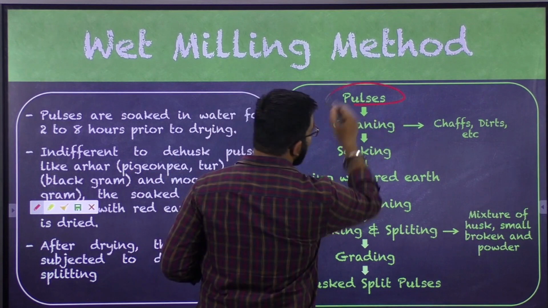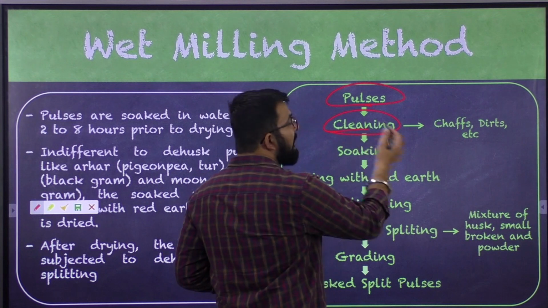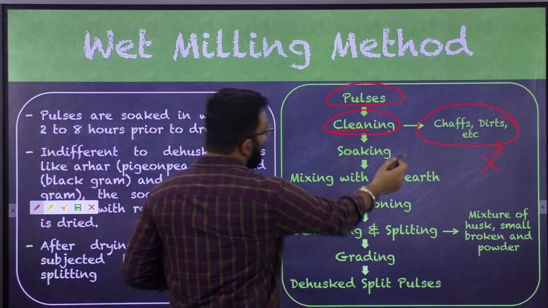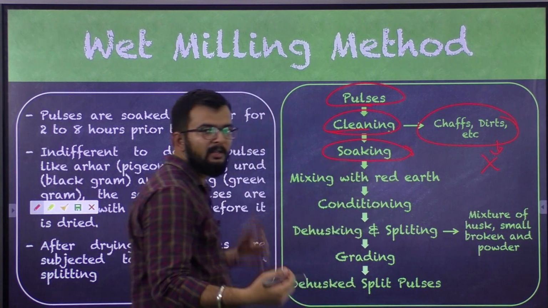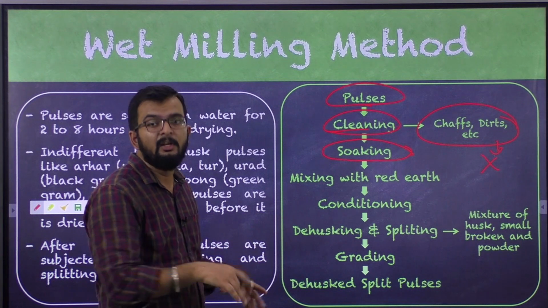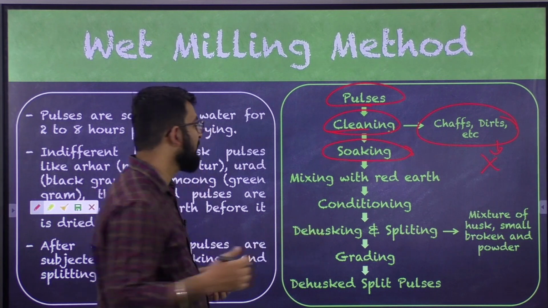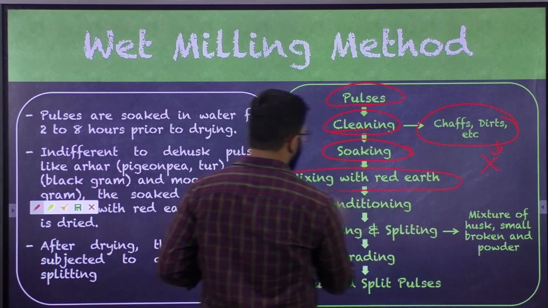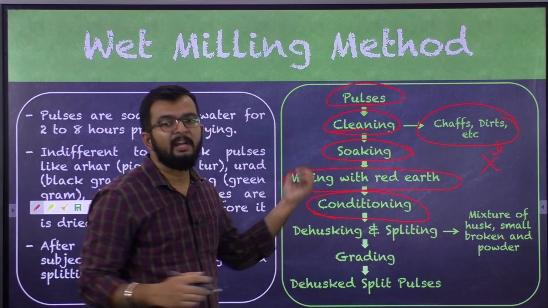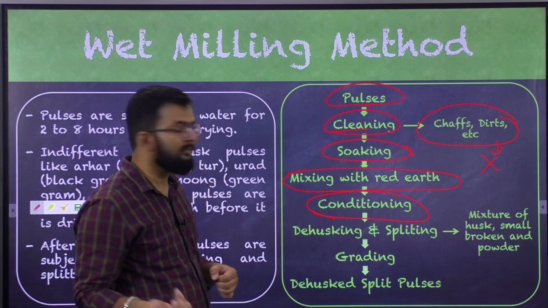These are your raw pulses which are arriving from the farm or the fields, which are first cleaned. Okay. After cleaning, the shaft, dirt, etc. are removed. Okay, now after cleaning, these are soaked or steeped. Since it is a wet method, as we have discussed earlier, these are steeped in water for a certain time, so that water can help penetrate or loosen the husk, and they are then mixed with red earth. Okay, and then left for conditioning. After soaking and mixing with red earth, these are left for conditioning for certain hours and sometimes days.